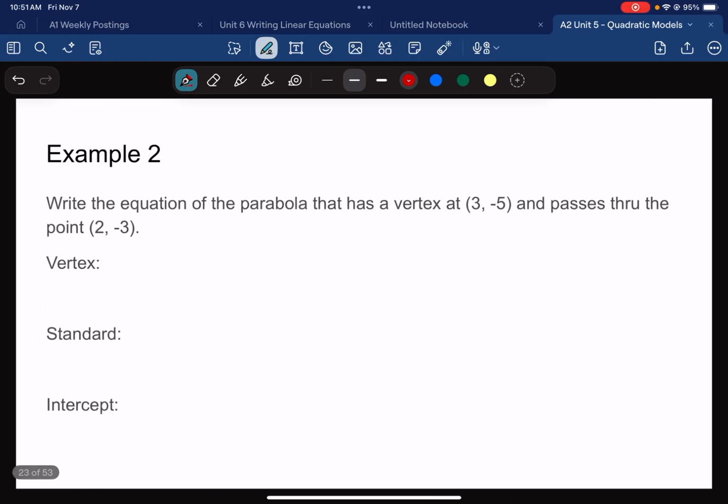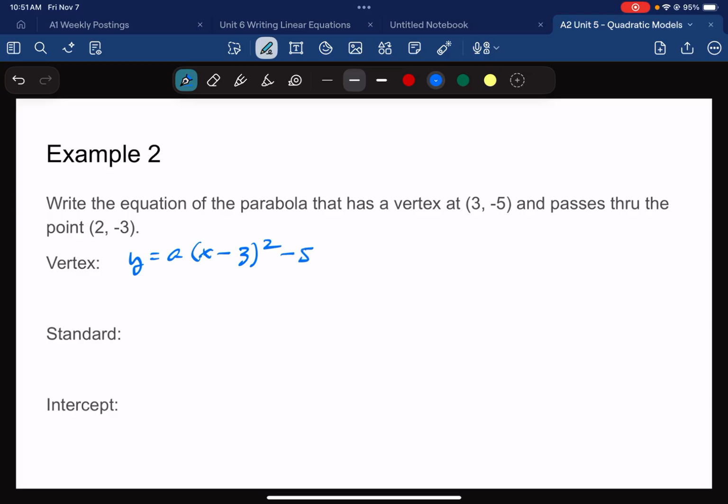Not bad. So let's look at example 2. This time we don't have a graph, but they've given us some information. So here's a vertex, and we know it passes through the point (2, negative 3), so they're giving us a vertex and a point. So I'm going to start with vertex form, right? So y equals a(x minus 3) squared minus 5.